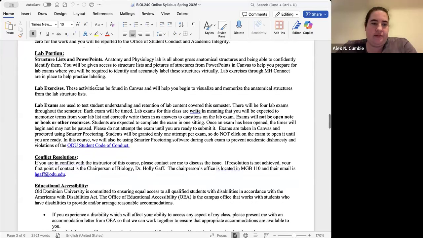For the lab portion, you will be given structure lists, and these essentially are study guides. They tell you exactly what you need to know for the lab exam, and then you have PowerPoints which show you the structures. Those structures are going to be very similar imagery to what I would use to ask exam questions. Your lab exams are going to be in Canvas. They will be through Smarter Proctoring as well, but they're a little bit different than our lecture exams because your lab exams are only write-in.